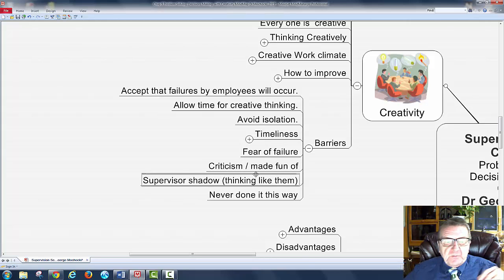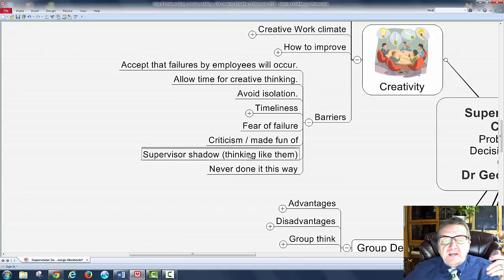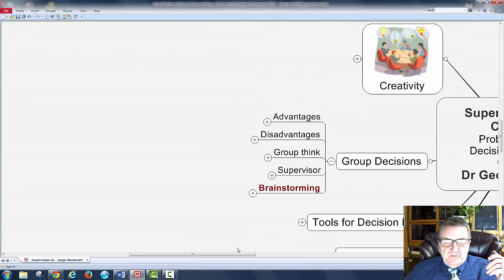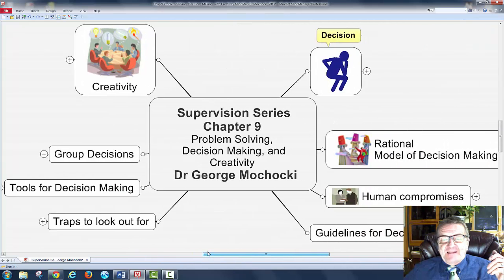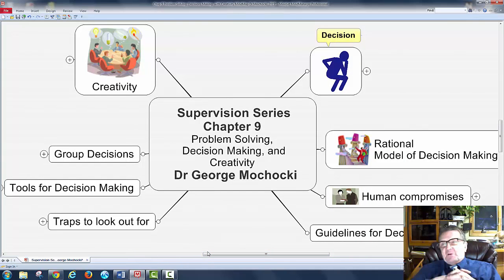Criticism, don't make fun of people. Supervisors shouldn't have shadow thinking like, "We've never done it this way." Those are some barriers, and that's basically it on creativity. So I think I'm over. I always make mistakes, but I think I've covered everything in about 20 or 22 minutes.